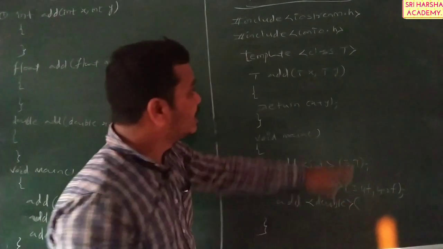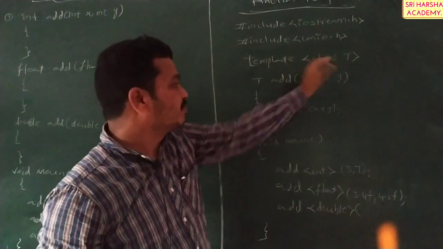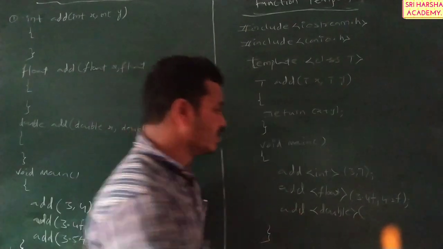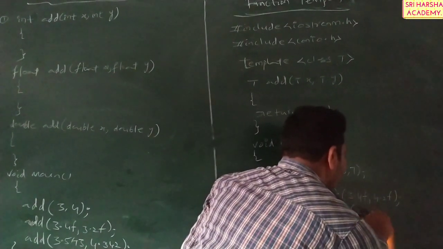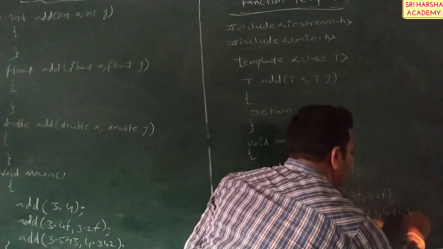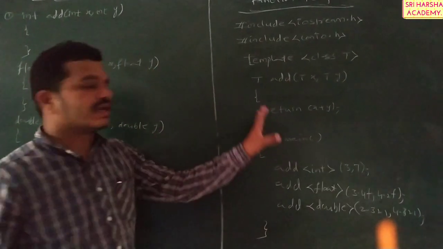now T acts as the double data type. Here also T acts as the double data type. The parameters are also double data type. Now 2.321 comma 4.321. So this is the function template.